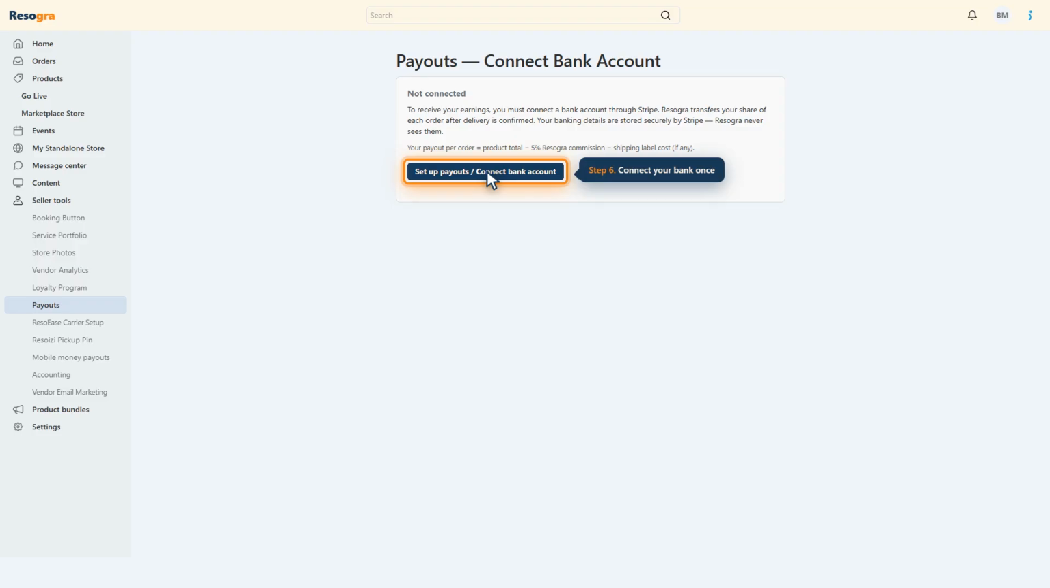Last, connect your bank account once with this button. After that, every payout lands automatically after delivery, with no extra steps from you.